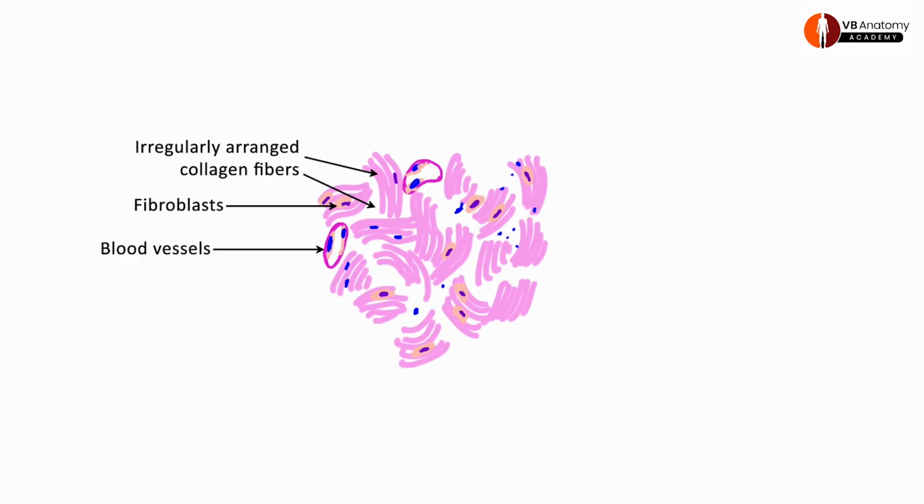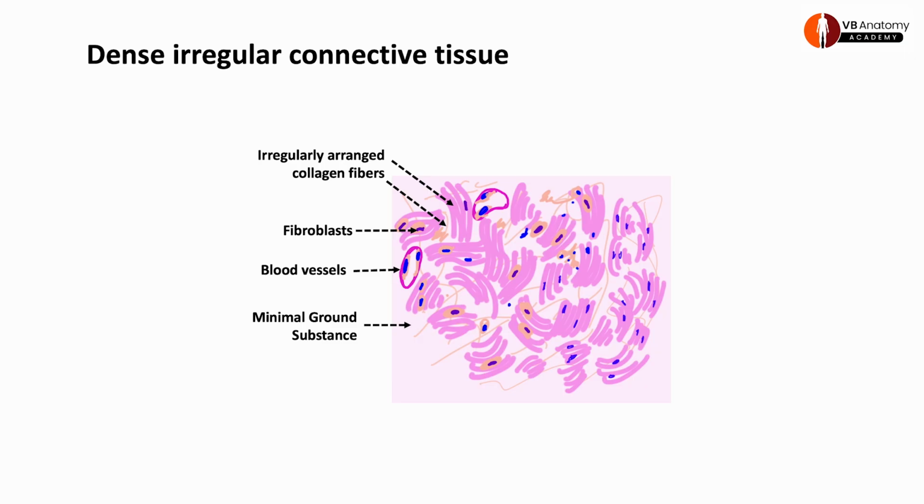Remember, if you do not stay in the slide, if you do not draw the ground substance, these are all things that are flying in the sky, which is not possible. So, finally, we stain it, and that, my dear students, is dense irregular connective tissue. Make sure you label your diagram: irregularly arranged collagen fibers, fibroblasts, blood vessels, and a minimal ground substance.